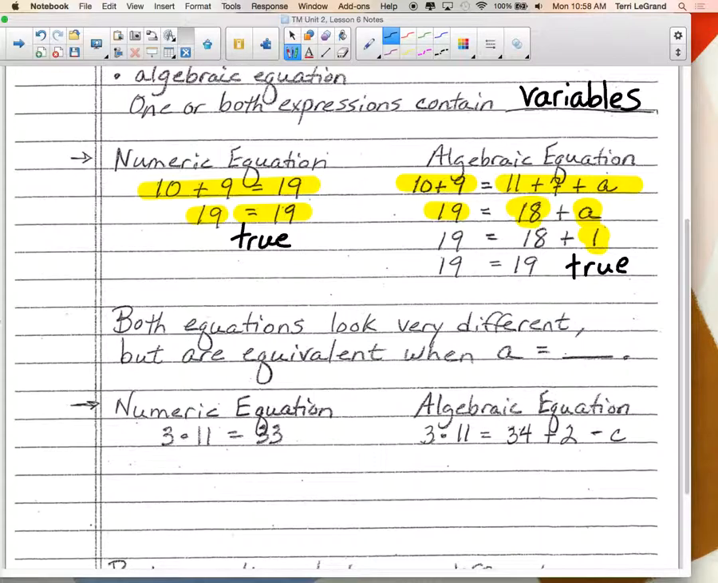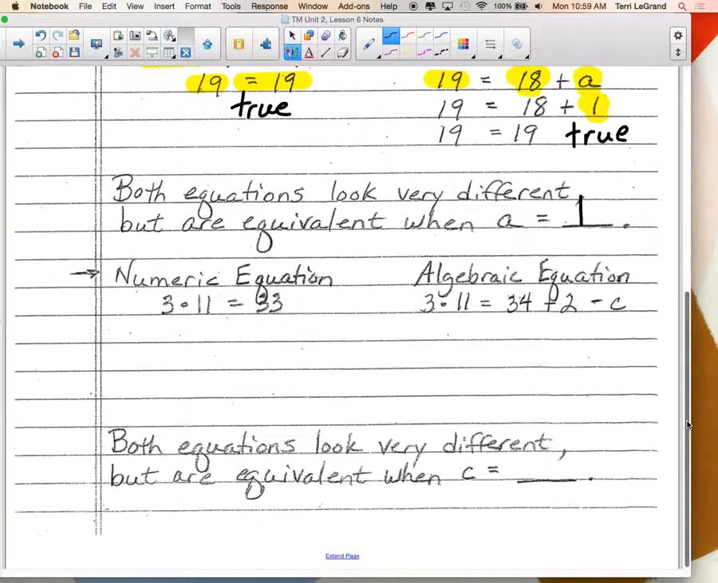So both the equations look really different, don't they? This equation right here compared to this equation right here, they look really different. But they're equivalent, they're really the same equation when A equals what? 1, when the missing number is 1, when A equals 1. So we're going to do some practice with that today, finding what would make an algebraic equation equivalent to a numeric equation by finding that missing value, that value that the variable is standing in for.